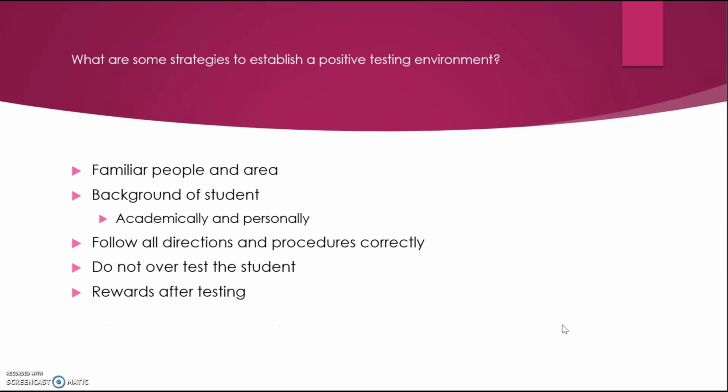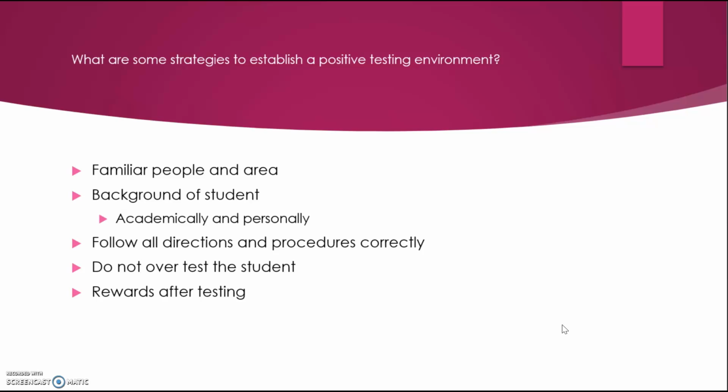Going on to the next slide, what are some strategies to establish a positive testing environment? First would be familiar people and area, meaning that the student might know who the test taker is and feels comfortable around them, as well as in a spot they feel comfortable in so they can put their best foot forward, because the point in the evaluation is to make sure a student shows you the best of their abilities, because it honestly is part of deciding whether or not they need special education or not.